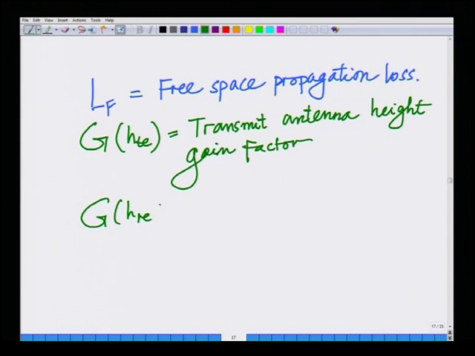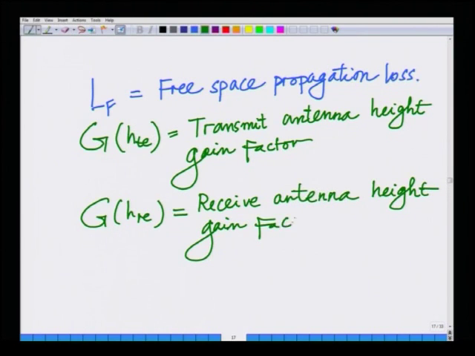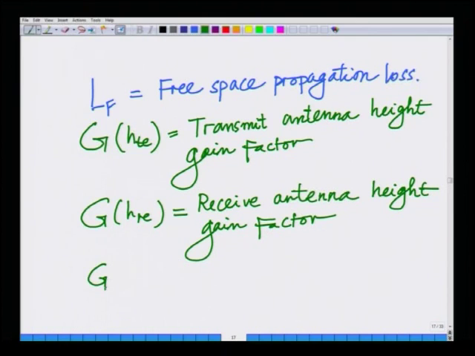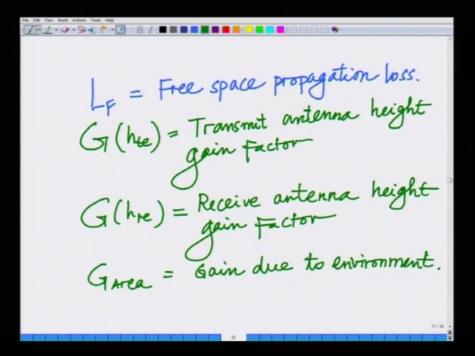Similarly, GHRE is the receive antenna height gain factor. This gain arises because of the height of the receive antenna. And normally, if the transmit antenna and receive antenna are mounted high, then there is less obstruction, which means less interference, which means more energy is received at the receiver. So as the height increases, these gains increase, which means these subtract from the path loss, and therefore the effective net path loss decreases. Essentially that is what this means. And G area is the gain due to the environment.